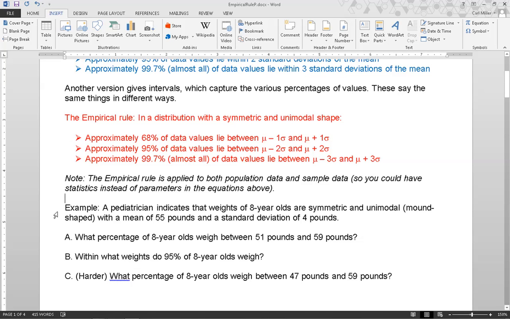Example. A pediatrician indicates that weights of 8-year-olds are symmetric and unimodal, or mound-shaped, with a mean of 55 pounds and a standard deviation of 4 pounds. A. What percentage of 8-year-olds weigh between 51 pounds and 59 pounds? B. Within what weights do 95% of 8-year-olds weigh? C. Harder. What percentage of 8-year-olds weigh between 47 pounds and 59 pounds?